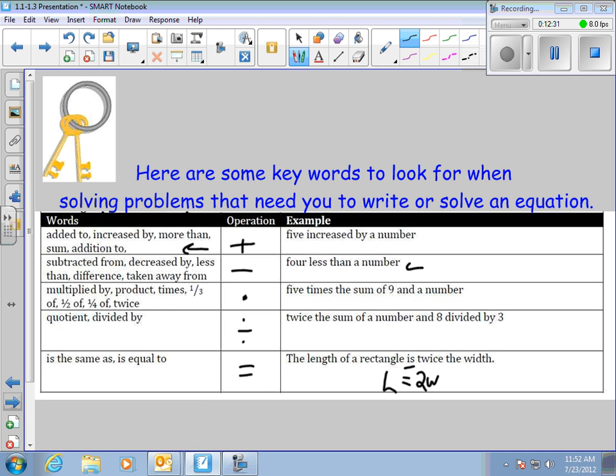I want to do this one too. 4 less than a number. So you're subtracting 4 from a number. We don't know what the number is, so we'll call it x. And 4 less than that number is actually subtracting 4 from the number itself, which is x. So x minus 4. A lot of people see the 4 less than, they know it's subtraction, but they'll put the 4 first, and that would be wrong. You're subtracting 4 from the number.